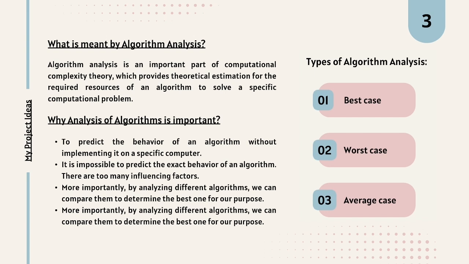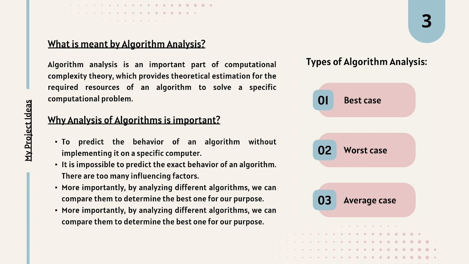Then why is the analysis of algorithms important? Because if you get to know the number of resources required by a specific problem, you can predict the behavior of an algorithm without implementing it on a specific computer. So your resources are saved. It is practically impossible to predict the exact behavior of an algorithm because there are certain influencing factors. So you just get some value, not the actual one, but a nearby one.